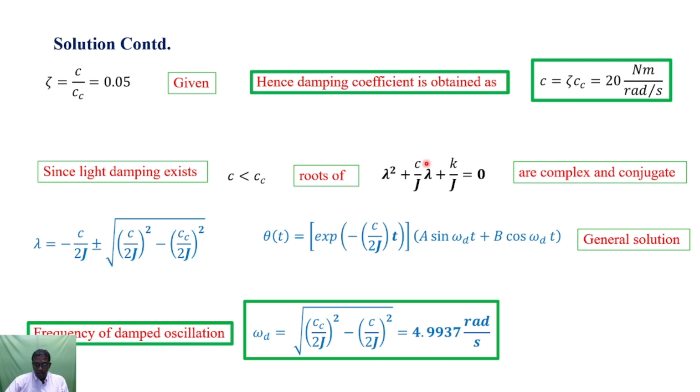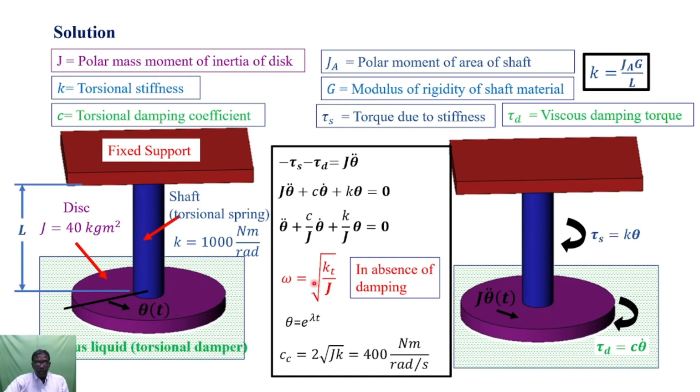This equation is obtained by substituting theta equal to e power lambda t in the equation of motion. In this equation of motion, we have the angular acceleration theta double dot, angular velocity theta dot and angular displacement theta. The equation of the displacement applicable for this system is given here, e power lambda t, where lambda is the frequency of oscillation and t is time.